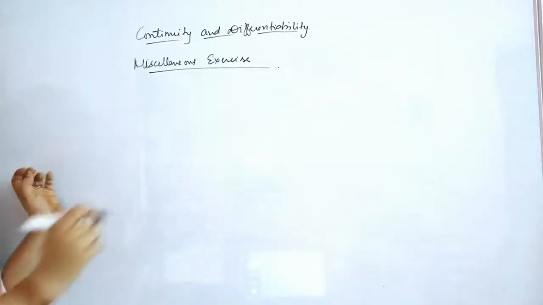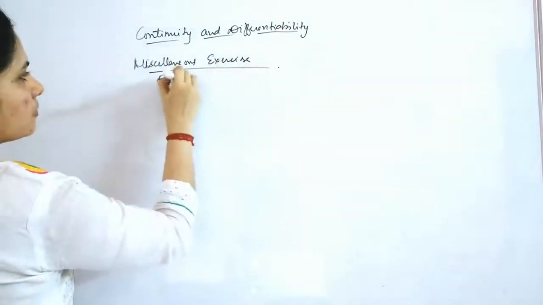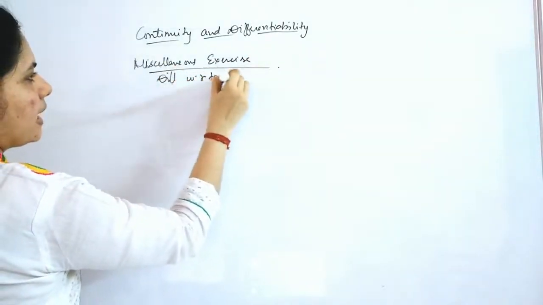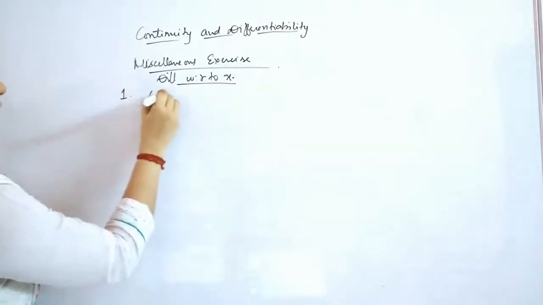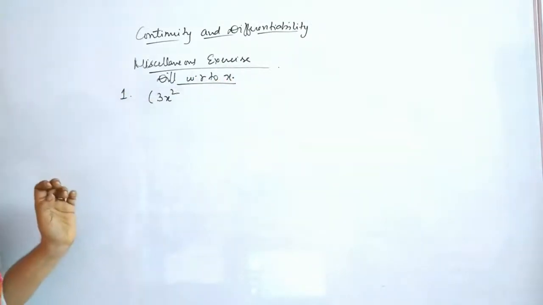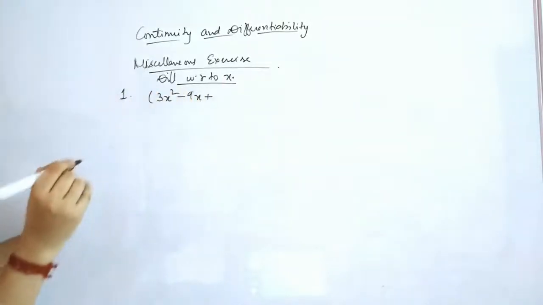Miscellaneous exercise. First question. Everything is differentiated with respect to x. Differentiate with respect to x. The first question is (3x² − 9x + 5) the whole raised to 9.